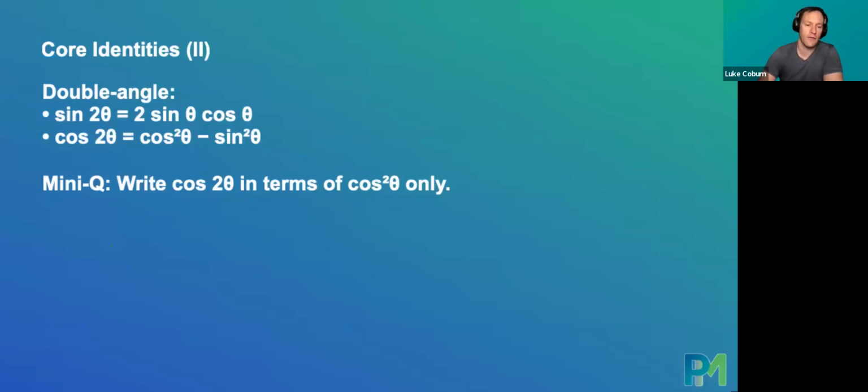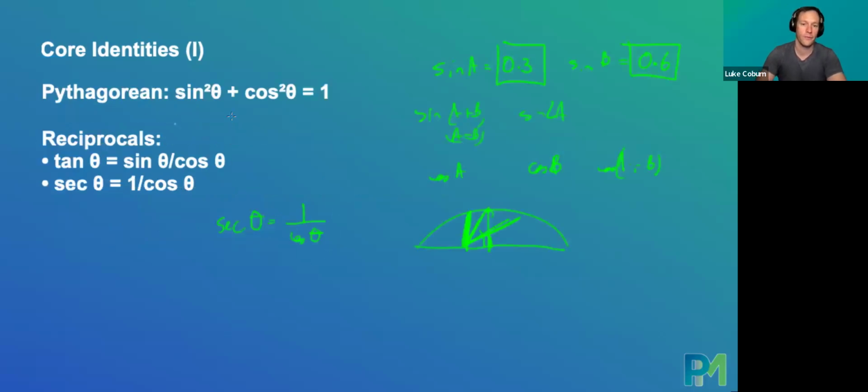So we have a question which is saying, write down cos of 2 theta, but not with a cos squared theta and a sine squared theta. Write it in terms of cos squared theta only. Okay, so cos 2 theta is equal to cos squared theta minus sine squared theta. And we want it in terms of cos squared theta only, so we need to get rid of that thing. We have to go back. I need to find a formula which has a cos squared and a sine squared in it and nothing else. And that's this one.